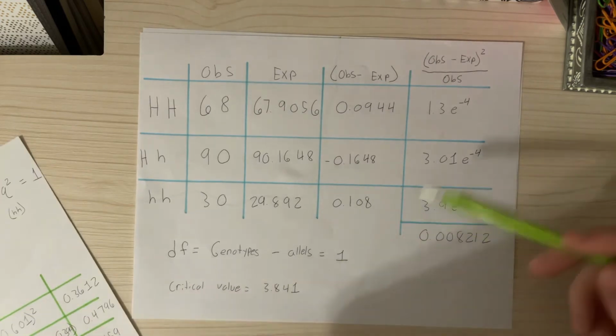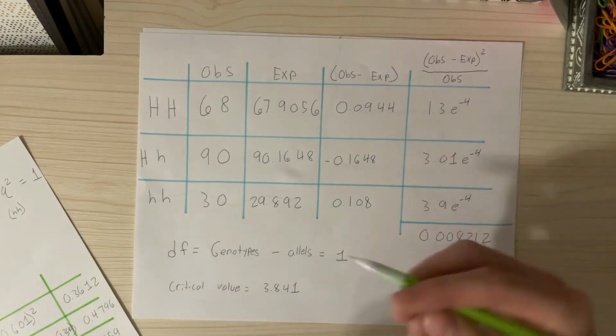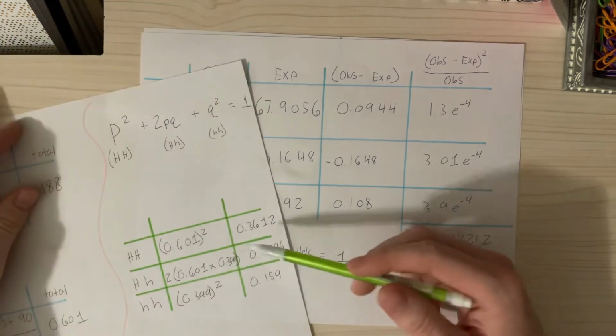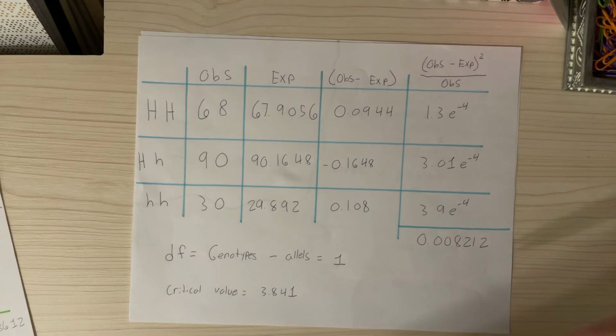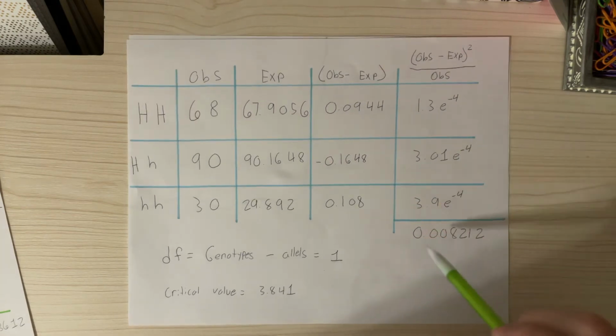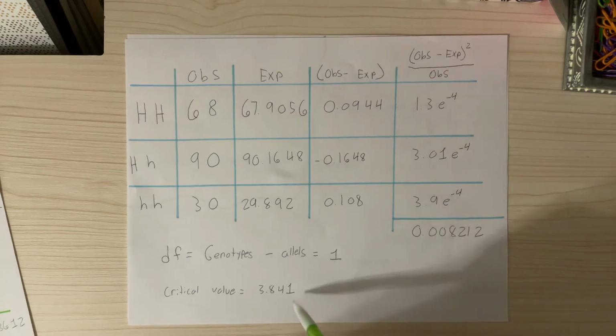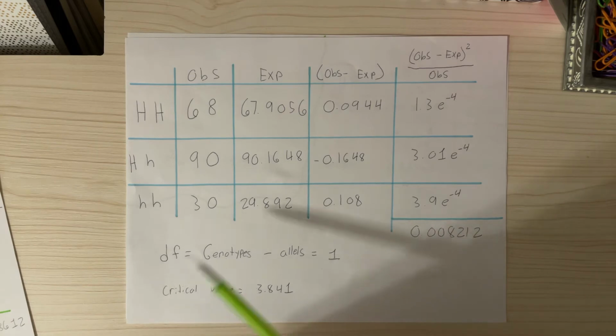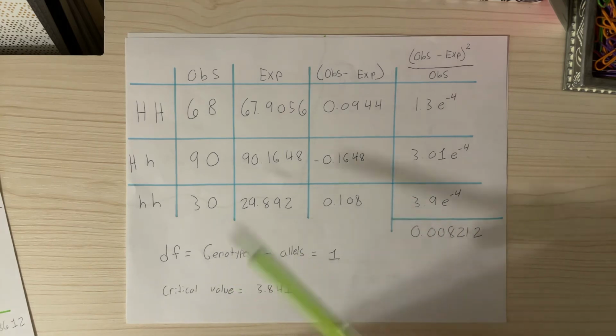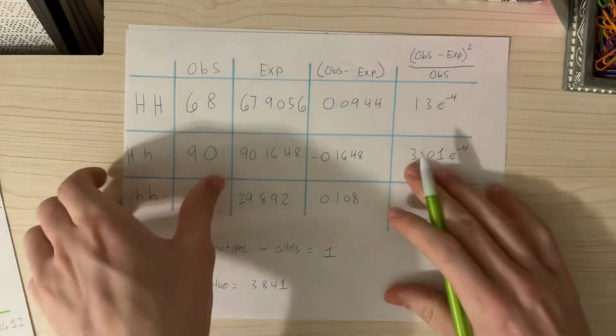The expected value here comes from these numbers multiplied by 188, which was our total population. After we did the chi-square test, you can see that our calculated value is much lower than the critical value. So we fail to reject the null hypothesis and say that this population does in fact follow the Hardy-Weinberg equation. Just a quick note, the degrees of freedom here would be 1 because it is genotypes minus the alleles.